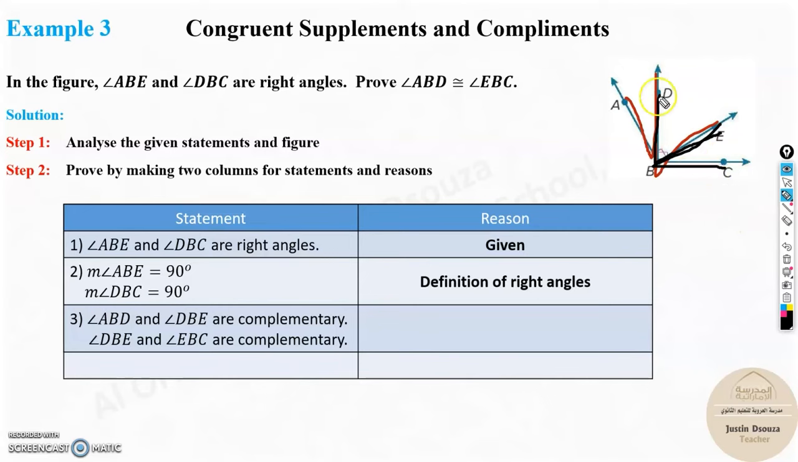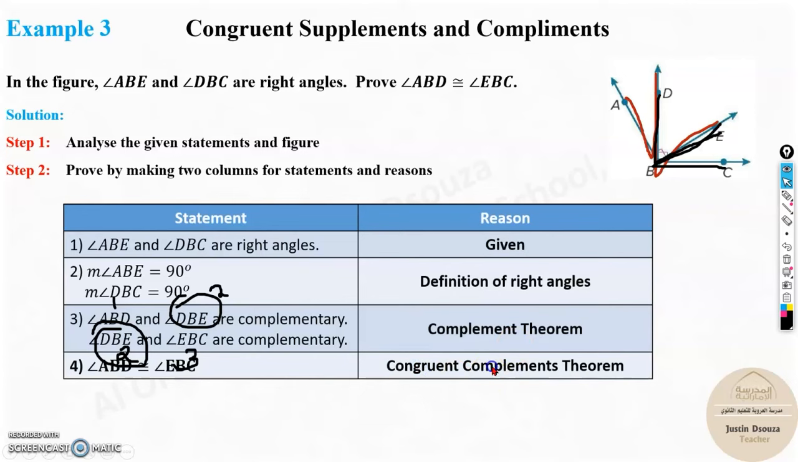Now you can realize we have this DB overlapping. So if this is 1, 2, then this is 2, 3. These 1 and 3 must be equal, isn't it? So the congruent complements theorem, which we saw just a while ago. You can pause and rewind the video. It stated that this and this will be equal. So from the congruent complements theorem, we can state ABD and EBC are congruent. So this is the proof.